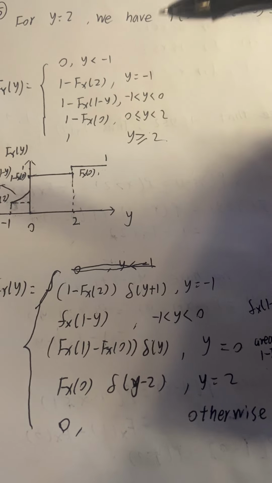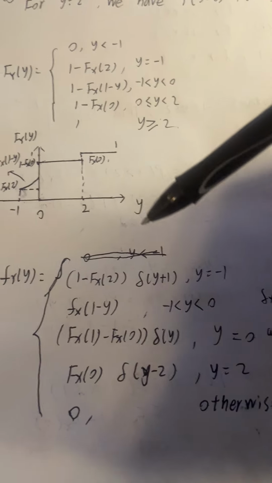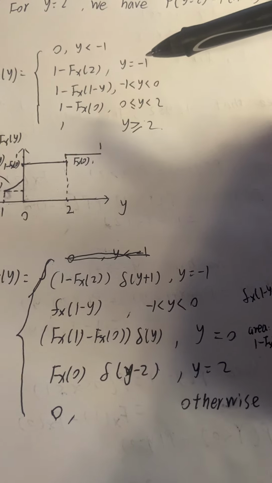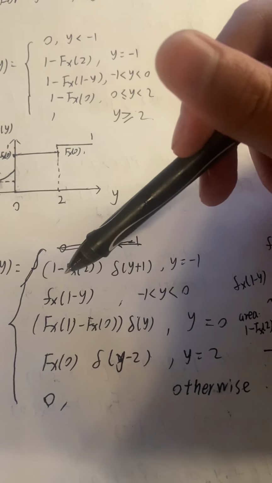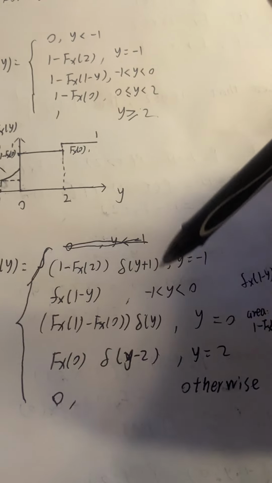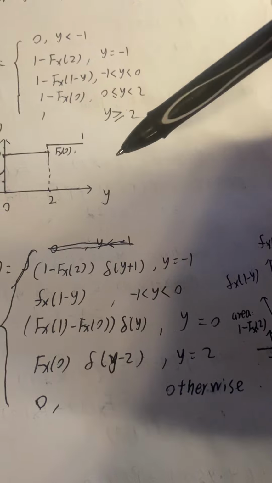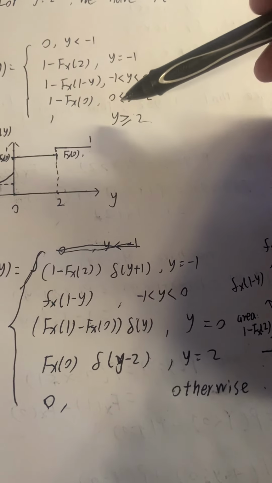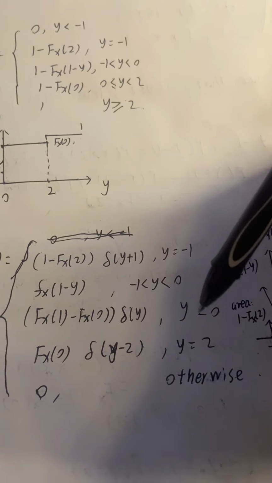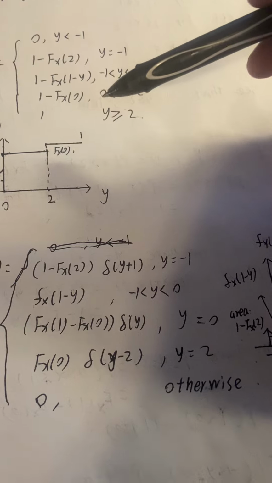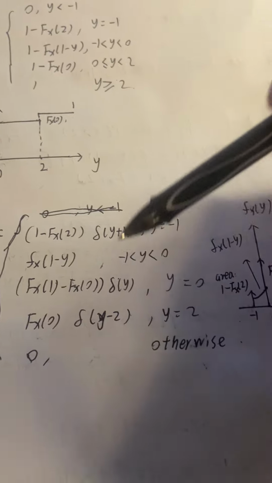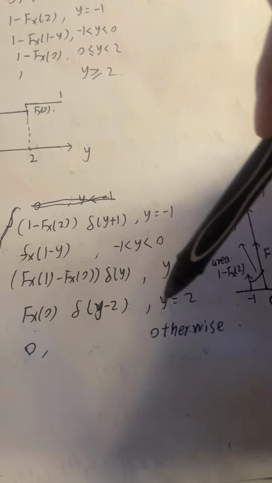We know that we will have 3 impulses in the density function. The first one is when y is equal to -1, and it will be an impulse. And the second one is when y is equal to 0. It is the second impulse. And the last impulse is when y is equal to 2.